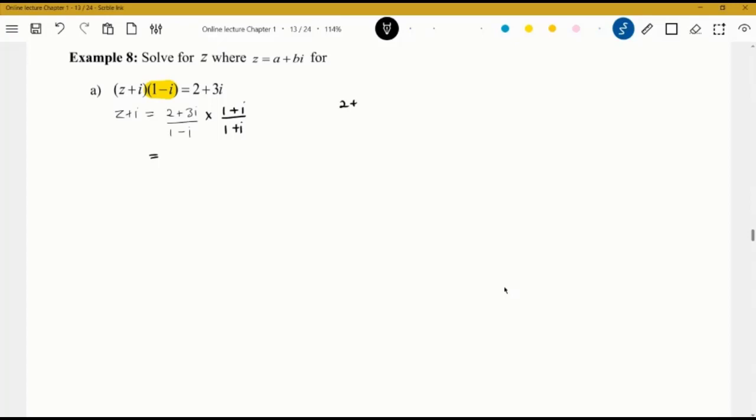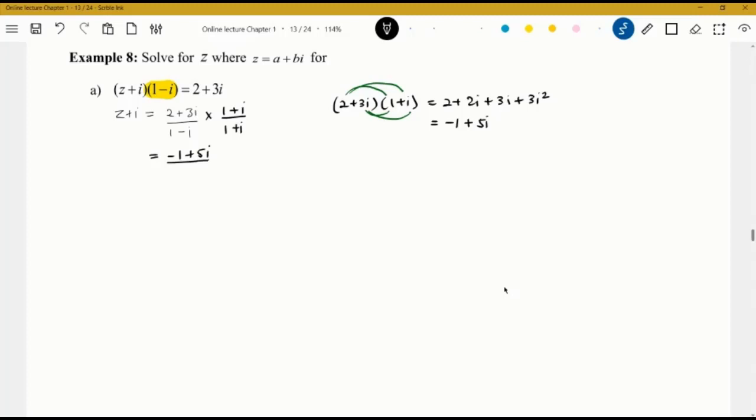So we have 2 plus 3i times 1 plus i. Kembangkan satu per satu. So we're going to have 2 plus 2i and then 3i plus 3i squared. We know that i squared is equal to negative 1, so here will be negative 3. So 2 minus 3 gives negative 1, and 2i plus 3i gives 5i. So the upper part will be negative 1 plus 5i.